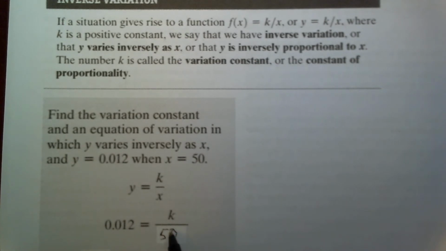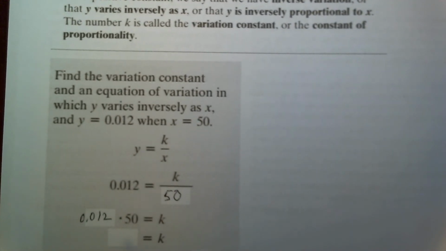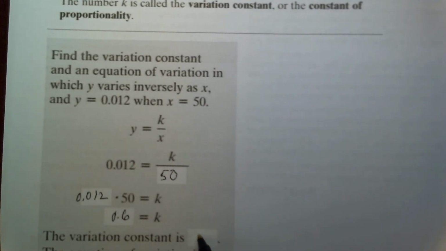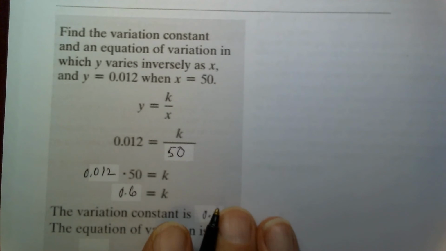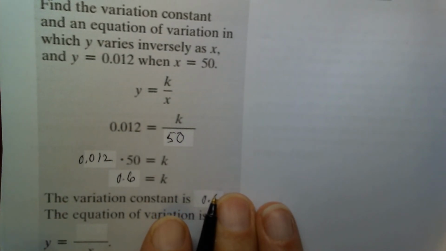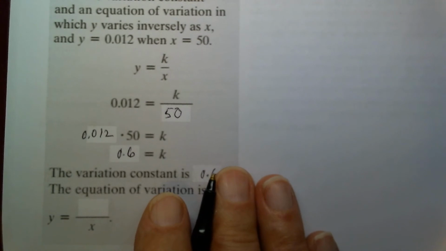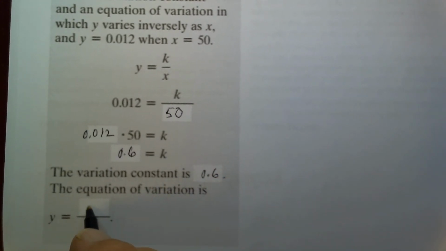Now y equals 0.012 and x is equal to 50. So to find out what k is, we multiply both sides by 50. So we multiply 0.012 by 50. So k is equal then to 0.6. So the variation constant is 0.6, and the equation of variation is y equals 0.6 divided by x.